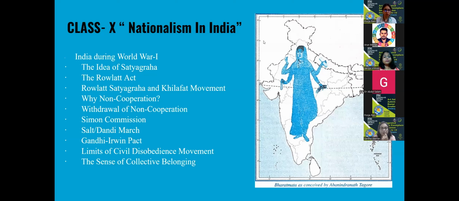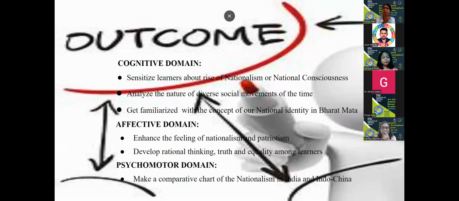India during World War I, the idea of Satyagraha, the Rowlatt Act Satyagraha and the Khilafat movement, why the non-cooperation movement, withdrawal of the non-cooperation movement, Simon Commission, Dandi March, Gandhi-Irwin Pact also, limits of the civil disobedience movement, the sense of collective belonging. So this chapter includes a lot of activities. We can relate so many activities with this chapter, and we can do them in a particular time also.